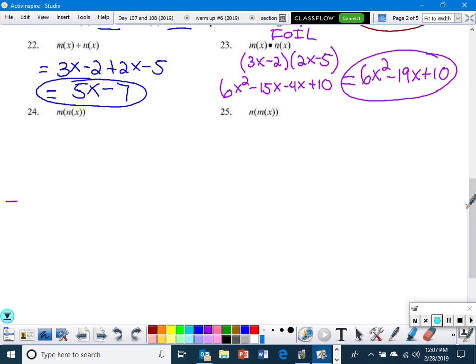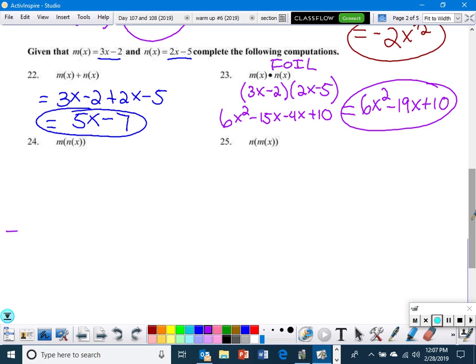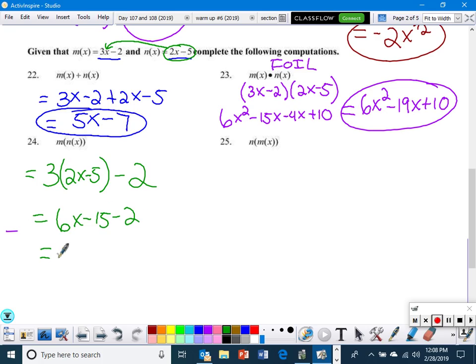24, we are going to plug the function n into the function m. So we're going to take this one and we're going to plug it into this one. All right, so here we go. So we've got the 3. We're going to replace the x and then the minus 2. So we're going to replace the x with 2x minus 5. All right, a little bit of algebra. Distribute, combine like terms. Here we go. And we're done.